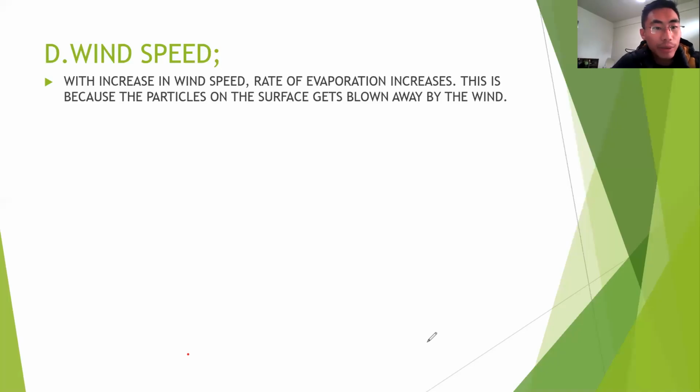Now coming to wind speed, with increasing wind speed, the rate of evaporation increases. This is because the particles on the surface get blown away by the wind. For example, when you keep your wet clothes under the fan, they dry faster, right? So that can be an example.